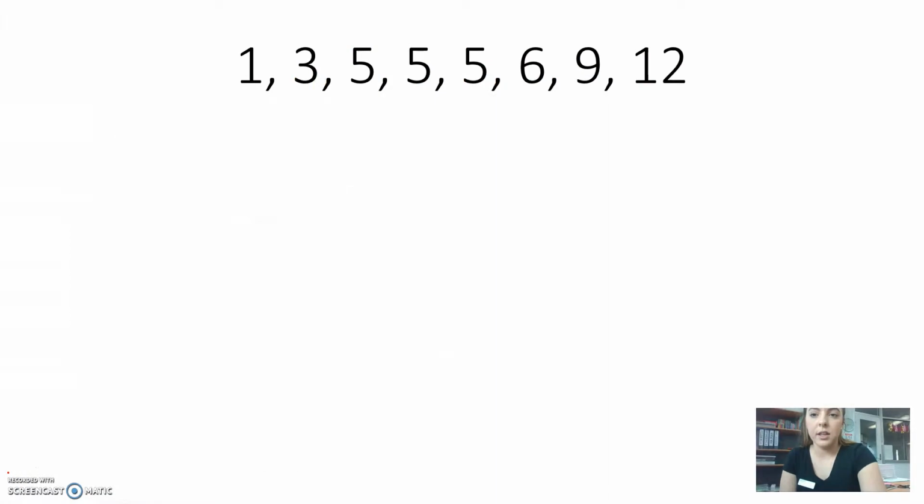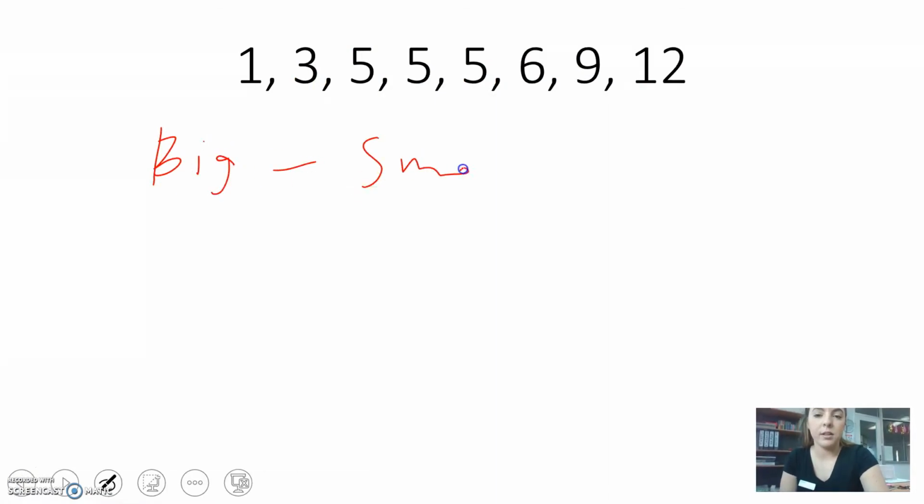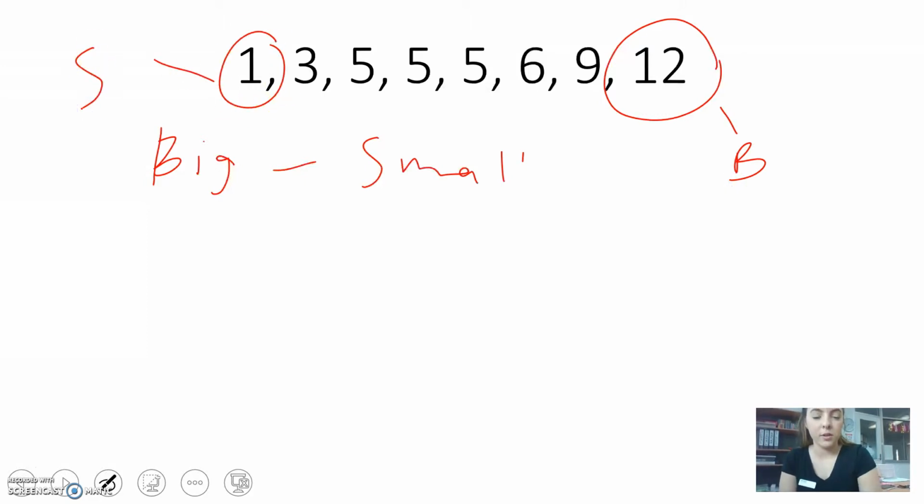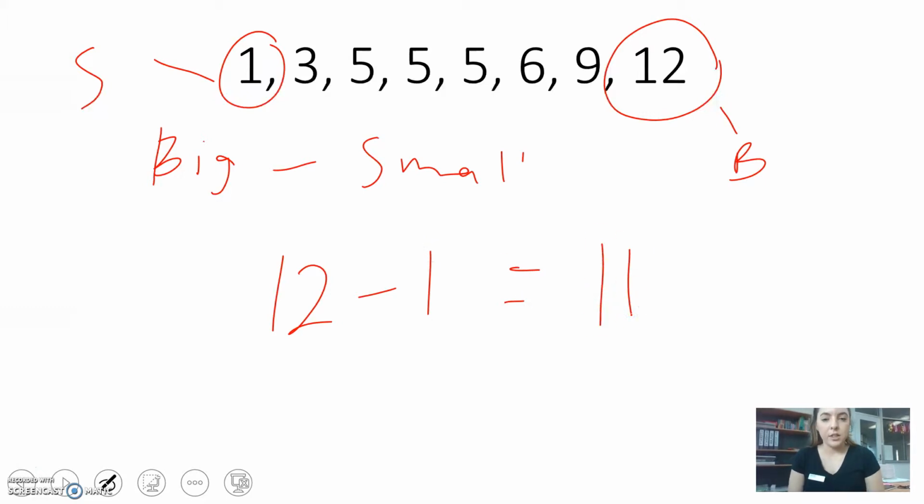So the way that we do this is the biggest number take away the smallest. So in this data set, we've got 12 as our big number and we've got 1 as our small number. So all that we do is 12 take 1. So our range is 11. That tells us that between the smallest data point and the biggest data point, there are 11 points.